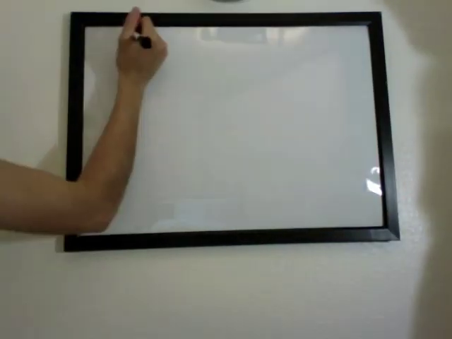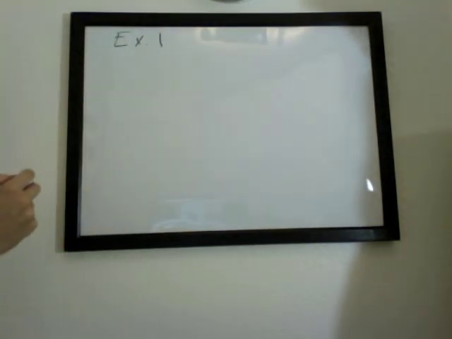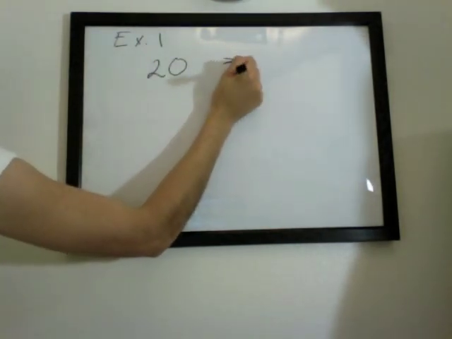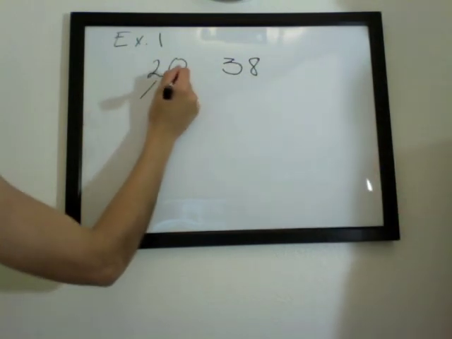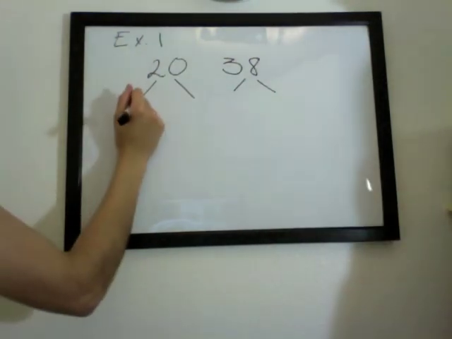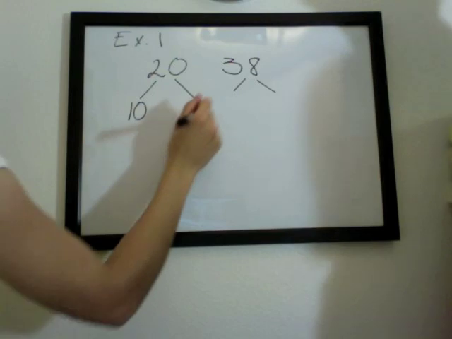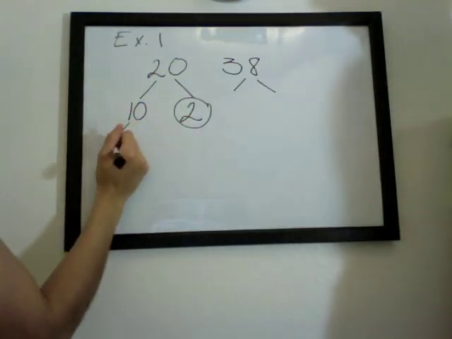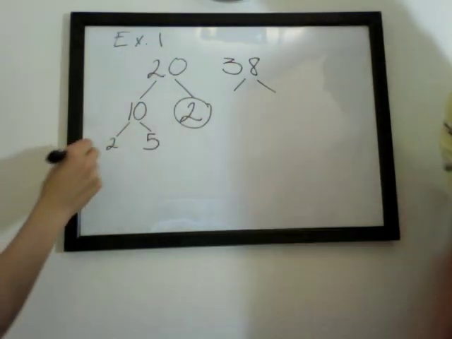Okay, here's the first example we're going to do. We're going to take 20 and 38. Now we're going to do each one of them and we're going to break them apart. For 20, we have 10 and 2. And 2 is the prime. And two numbers that go into 10 are 2 and 5. And both of these are primes.